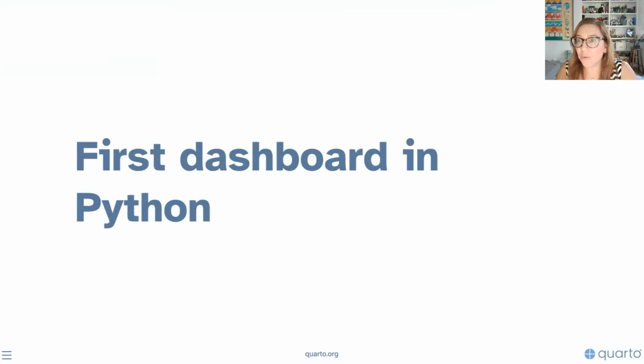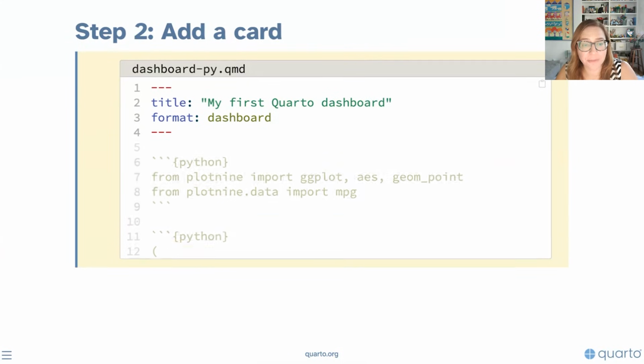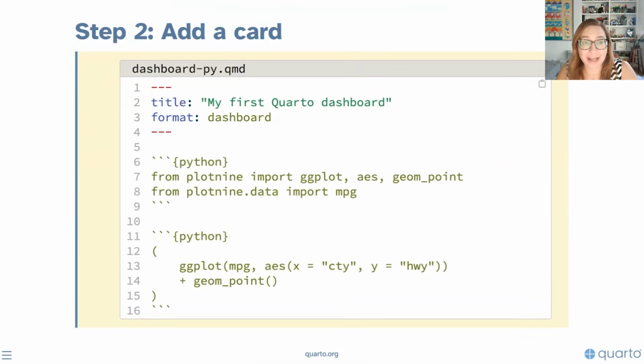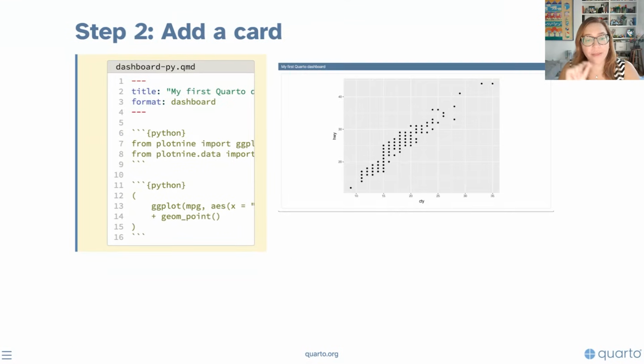Let's try to see how we would create the exact same output in Python. Step 1, a bare bones QMD file with just a YAML with a title and format set to dashboard. Step 2, we're going to add a card that produces a plot. So in this case, we've again added 2 code cells, one of them importing the packages that we're going to use, and one that is creating the visualization. And in the output, the one that actually creates the visualization turns into a card.